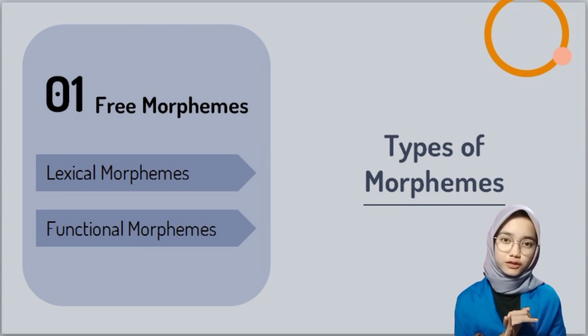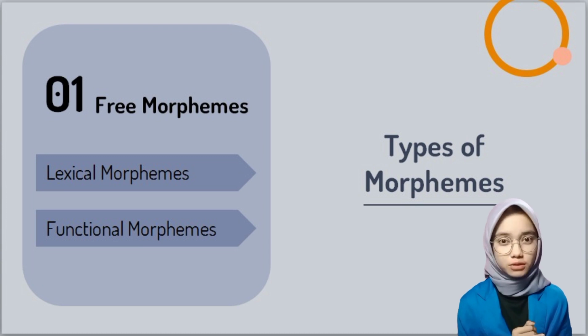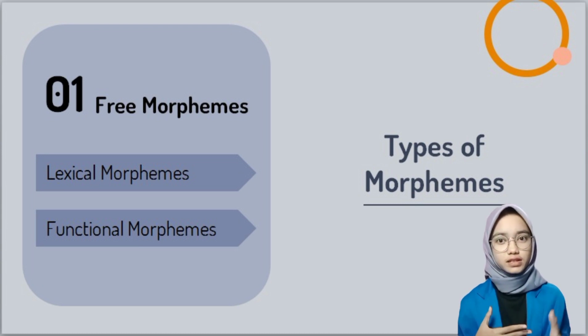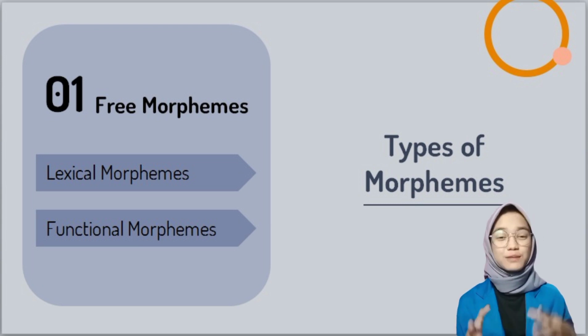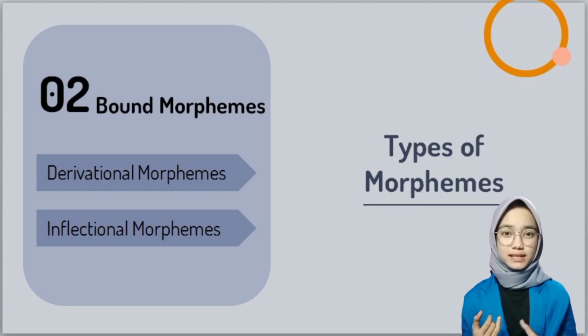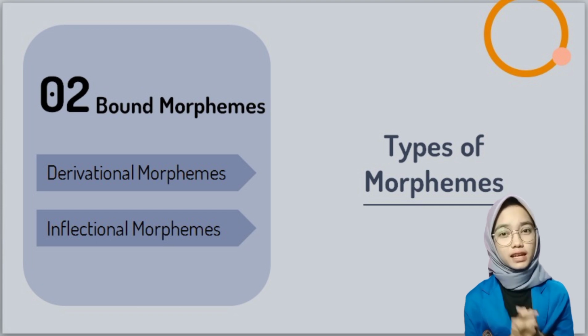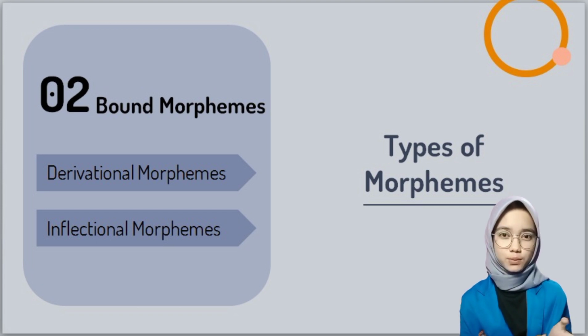And the other type of free morpheme is called functional morphemes. This set consists largely of the functional words in the language, such as conjunctions, prepositions, articles, and pronouns. Some examples are but, when, because, that, he, she, and many more. The second type of morpheme is the bound morpheme. A bound morpheme is a word element that cannot stand alone as a word. It means that a bound morpheme must be attached to other morphemes.